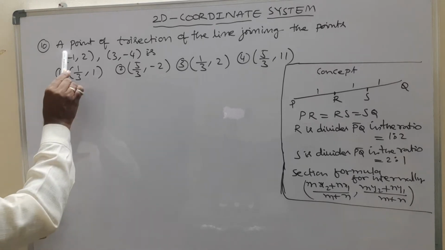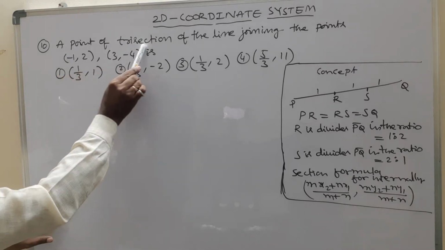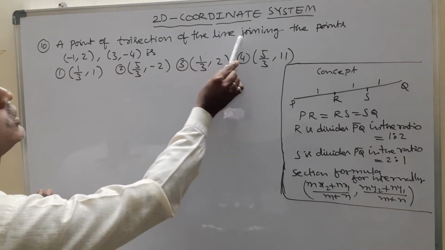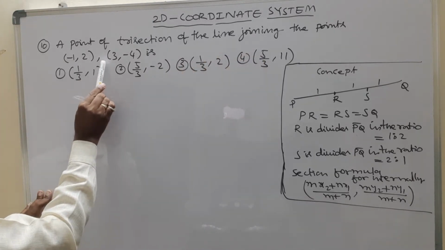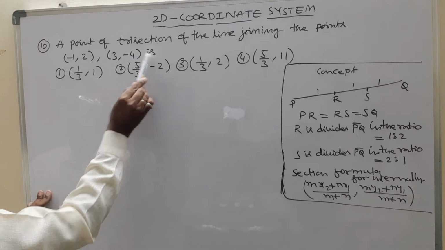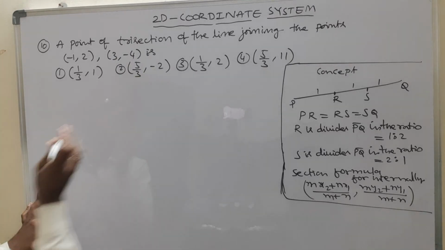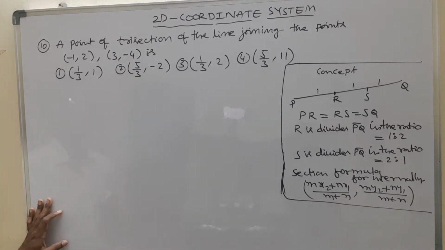Question number 10. A point of trisection of the line joining the points (-1, 2) and (3, -4) is. Here the four options are given. Here, what is the definition of point of trisection?